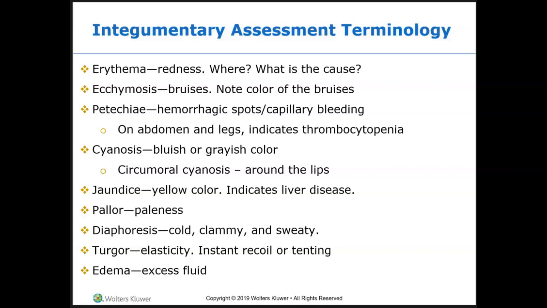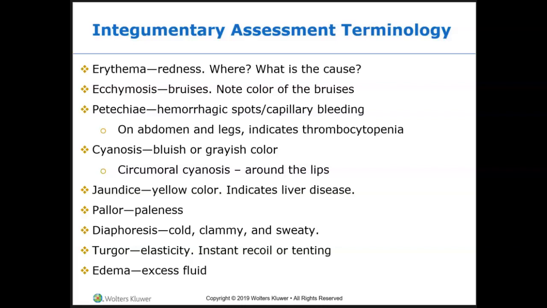Integumentary assessment terminology: you do need to be able to know all of these terms and describe them thoroughly. So erythema, or redness. Where is it located? What is the cause? Ecchymosis, or bruising. Note the color of the bruises. Petechiae, or hemorrhagic spots or capillary bleeding. Is it on the abdomen, on the legs, right? Could be indicative of thrombocytopenia or many other things going on too.